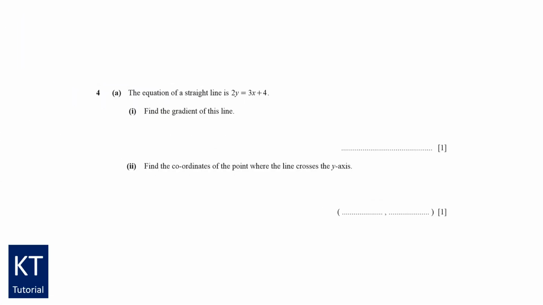Question 4. The equation of a straight line is 2y equals 3x plus 4. Find the gradient of this line. By expressing the equation as a single y, the gradient is 3/2. Next, find the coordinates of the point where the line crosses the y-axis. This is the coordinates (0, 2).